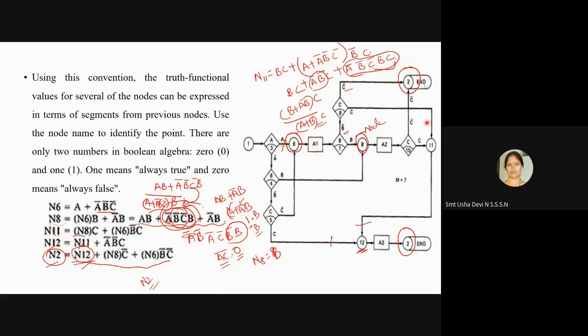So in the upper part, again there are two paths, right? This path and this path. So what is this path? This path is coming from this N6 B bar C bar, and this path is N8 C bar. These are the two paths. This is N6 B bar C bar, and this path is N8 C bar.